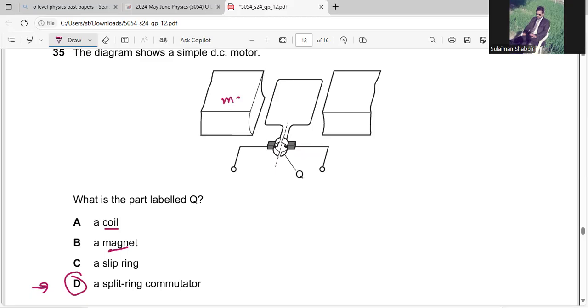This is the magnet on which I'm writing. This is the coil and slip ring. Slip rings are just like carbon brushes. And this is a split ring commutator which is going to reverse the direction. So Q is split ring.